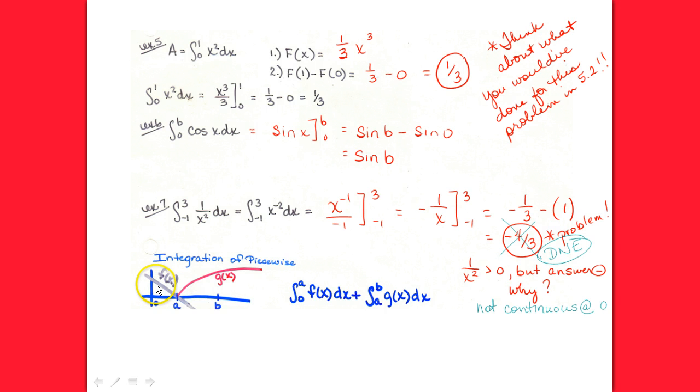If you have the integration of a piecewise or an absolute value, you're going to need to redefine it in its pieces and then go through and say, okay, I need to find the area under the curve from 0 to a for f of x, and then I need to find the area under the curve from a to b of g of x, and once I get those two answers, I'll add them together. So that would be the integration from 0 to a of f of x plus the integration from a to b of g of x added together would give us our total area.